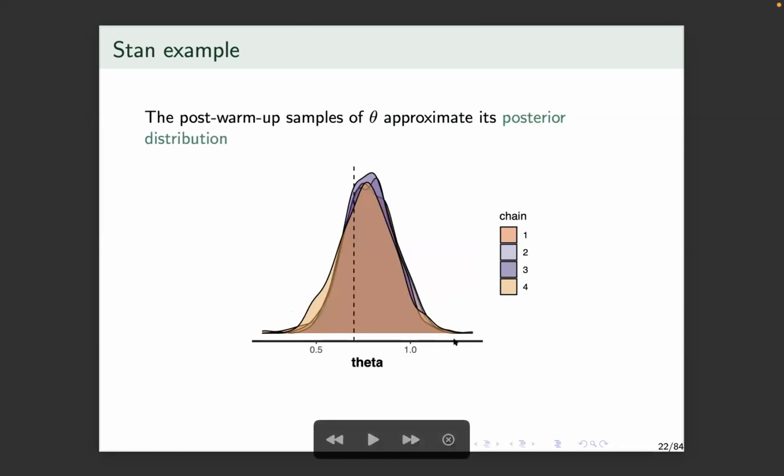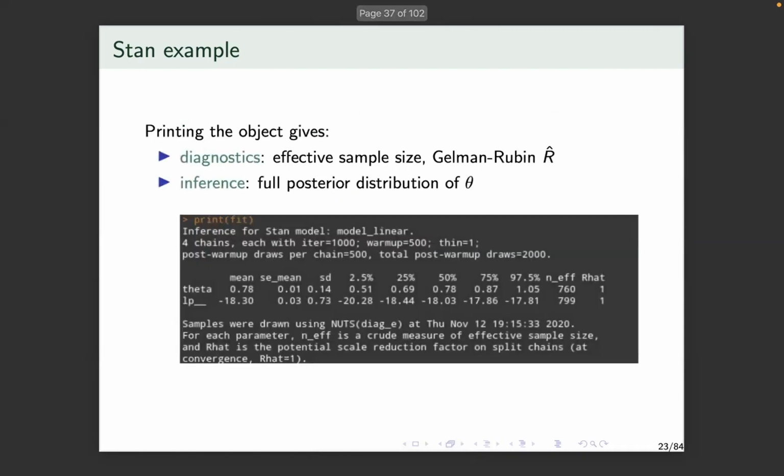Another visual check that's good to run when we have several chains available is whether posterior distributions from different chains agree. So when we plot them one over each other, they should roughly overlap. Just by printing that StanFit object, we can also see the quantitative diagnostics of convergence. And most importantly, we'll see the estimated values of the Gelman-Rubin statistic and the effective sample size.